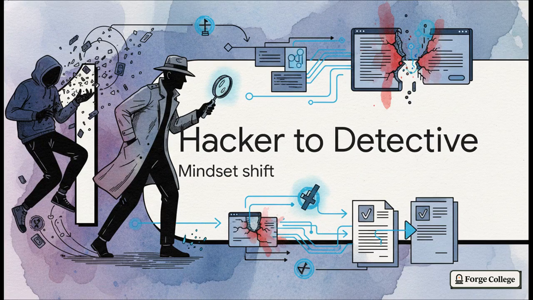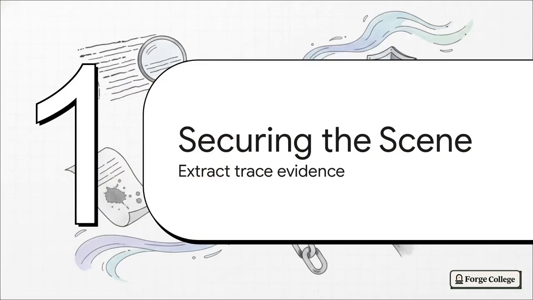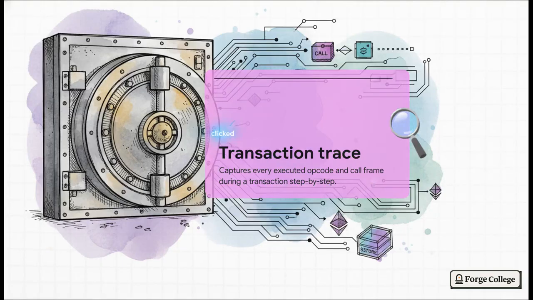Section 1. Hacker to detective. Section 2. Securing the crime scene. Every good detective knows you've got to lock down the area before the evidence gets corrupted.